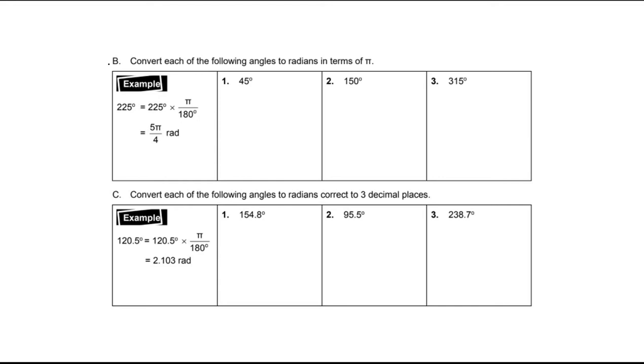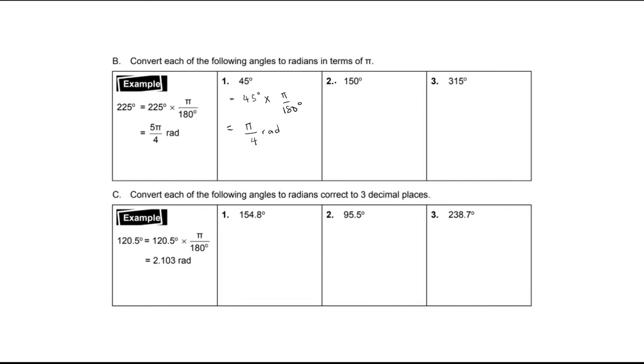Okay, part B. Convert each of the following angles to radians in terms of pi. Previously we converted radian to degree, and now we want to convert degree to radian. We should multiply the degree by pi over 180. So let's try the first one: 45 degree multiplied by pi over 180. Just divide 45 by 180. You should get 1 over 4. So we can write it down as pi over 4 radian.